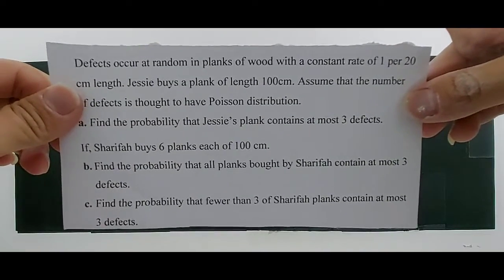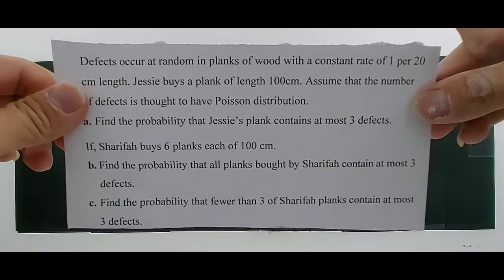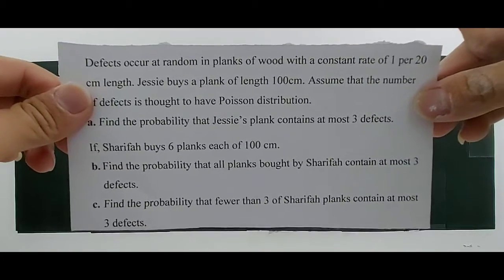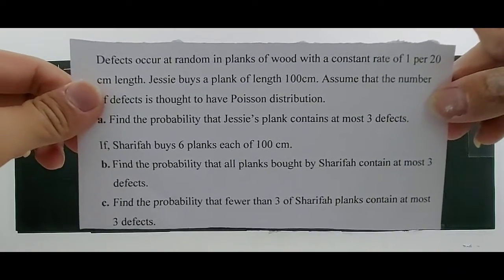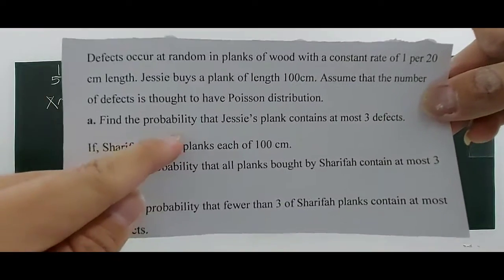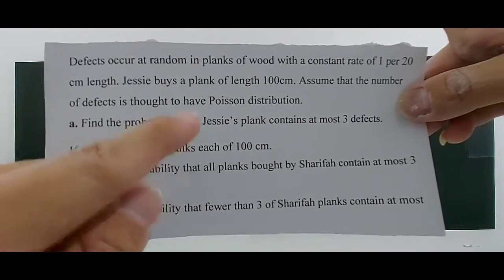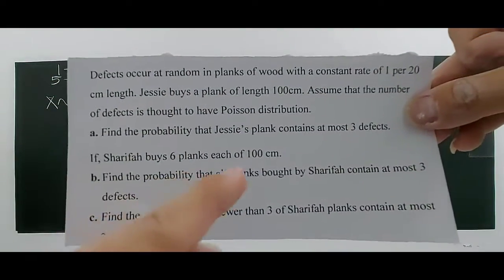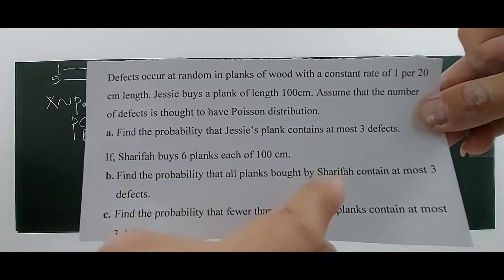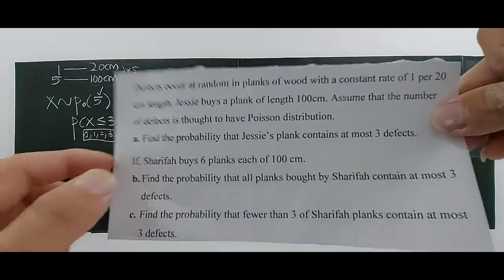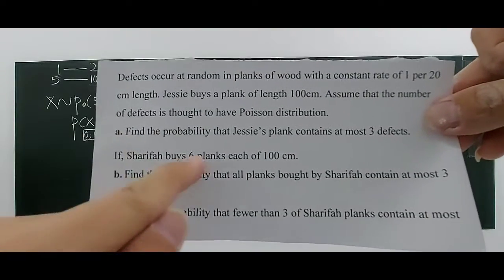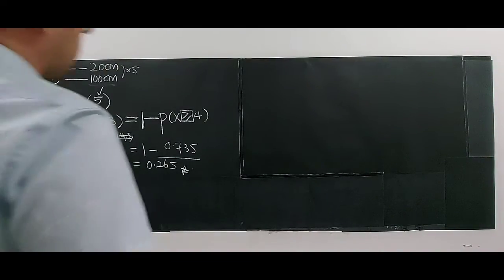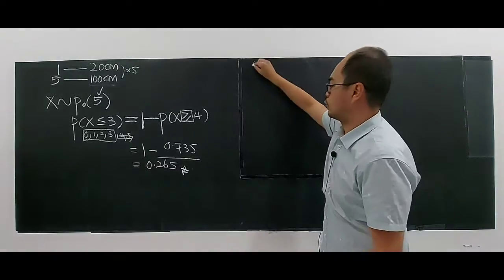What I want to advise you is to pause the video now and think about this. What is the distribution here? If Sharifah buys 6 planks, each 100 cm, it means there is a number of samples here. Now there are 6 planks, and each plank is 100 cm. Find the probability that all the planks bought by Sharifah contain at most 3 defects. This is a binomial distribution.